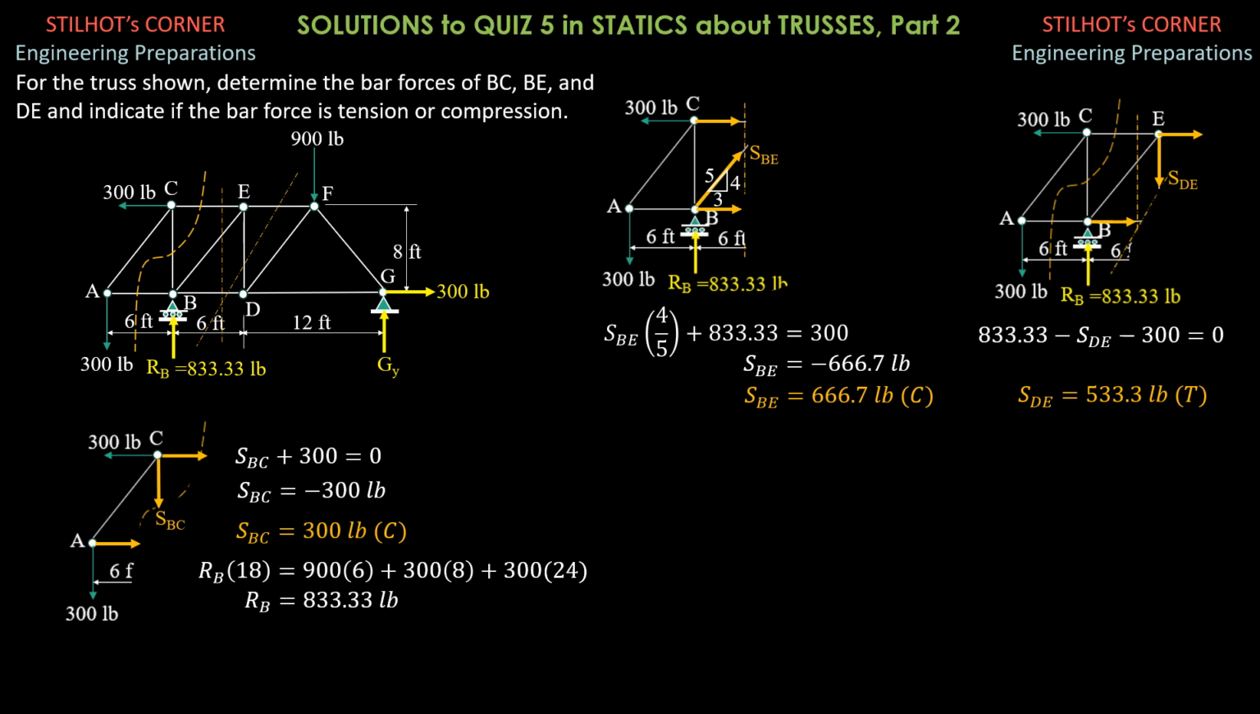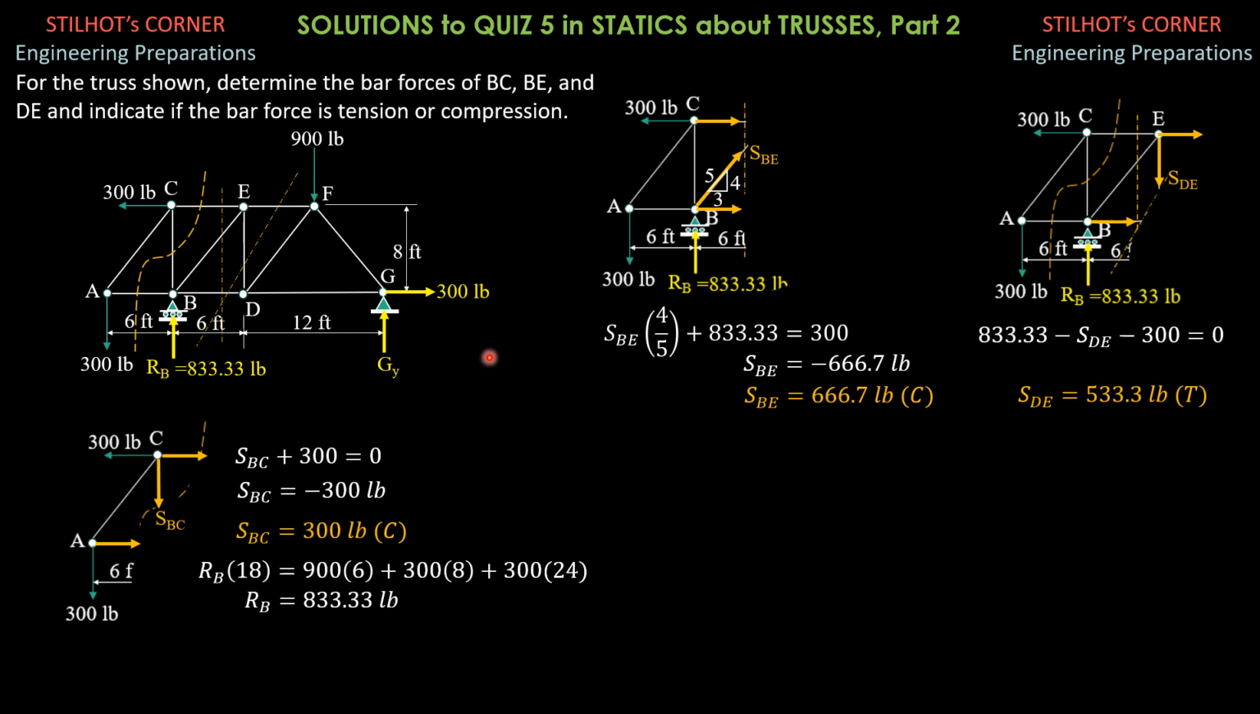Here is the solution to the quiz problems, particularly on the topic about 2D trusses. So this is the problem given in the 740 to 910 MW class. For the truss shown, determine the bar forces of BC, BE, and DE, and indicate if the bar force is tension or compression.